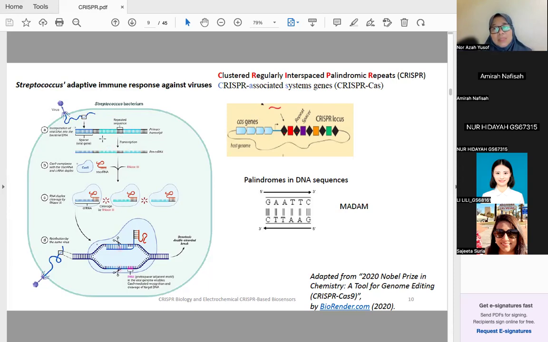So why does the bacteria do this? Because in future, if the same virus infects the bacteria, it will recognize it. So it serves as memory. This gene sequence, which is called spacer, in the series of gene sequences of the bacteria, serves as a memory. It will memorize that it is the same virus that has infected the bacteria.